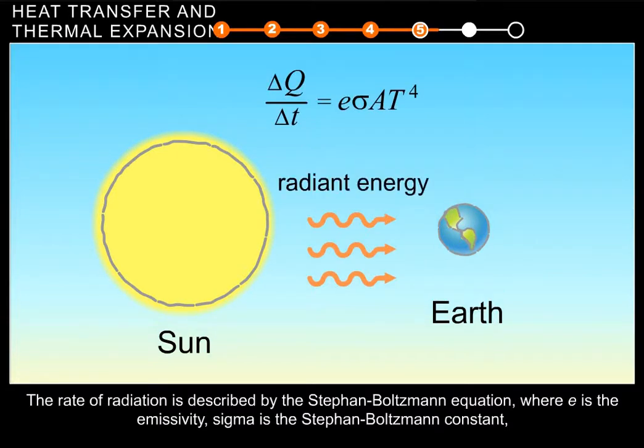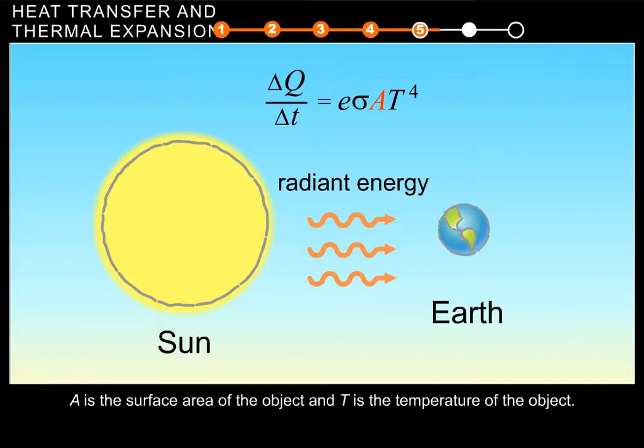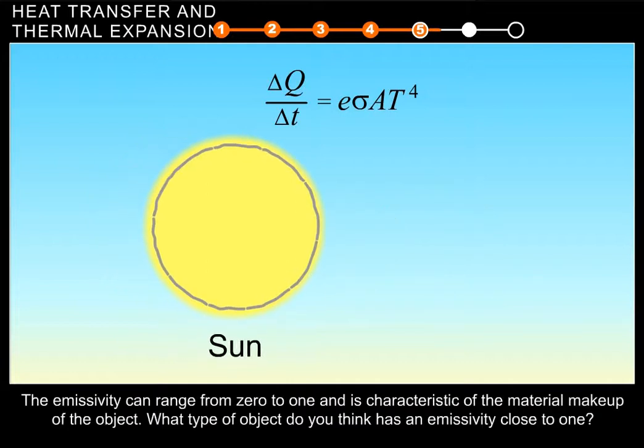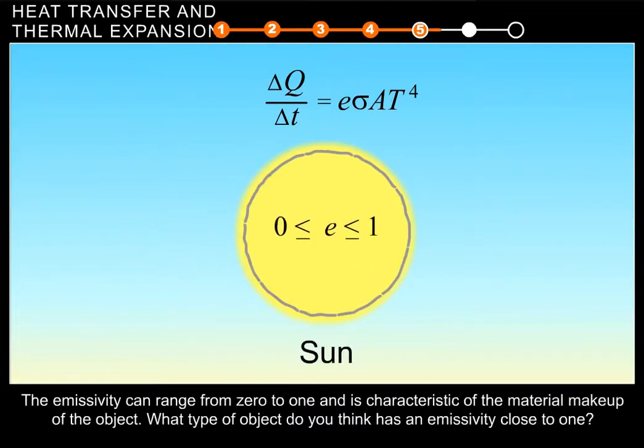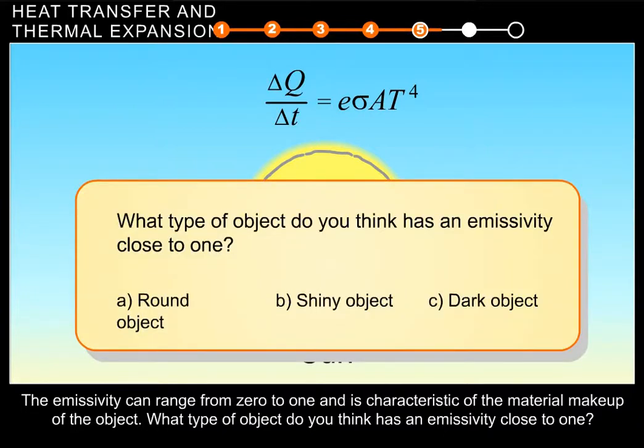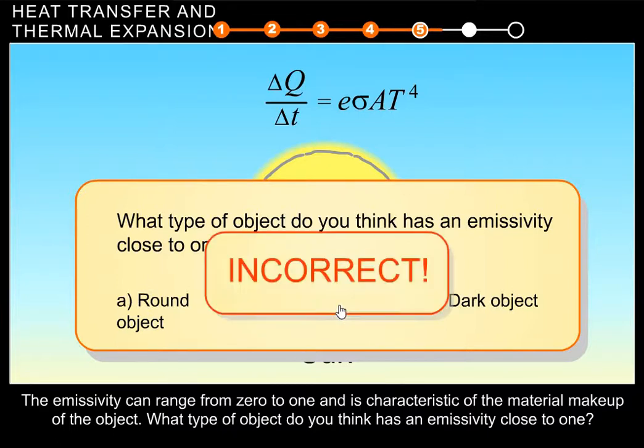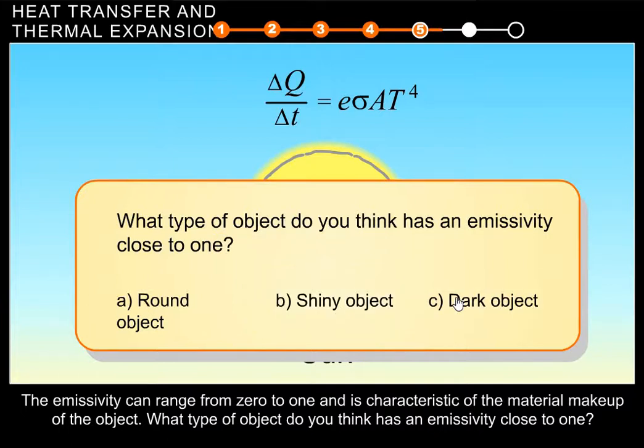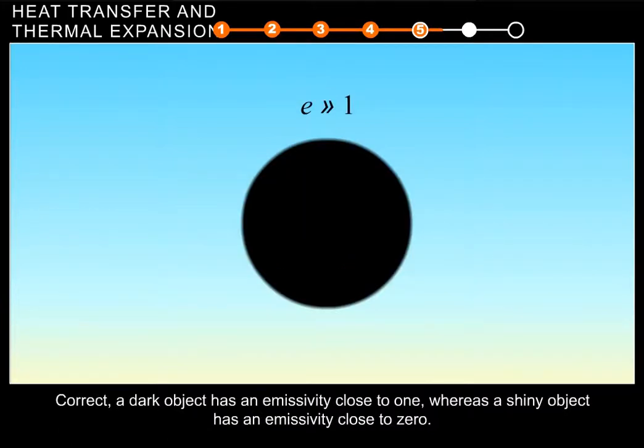The rate of radiation is described by the Stefan-Boltzmann equation, where E is the emissivity, sigma is the Stefan-Boltzmann constant, A is the surface area of the object, and T is the temperature of the object. The emissivity can range from 0 to 1 and is characteristic of the material makeup of the object. What type of object do you think has an emissivity close to 1? Correct. A dark object has an emissivity close to 1, whereas a shiny object has an emissivity close to 0.